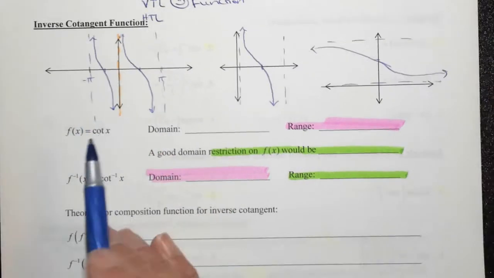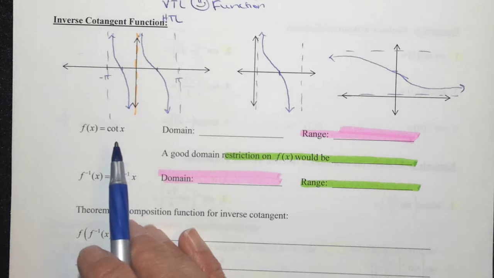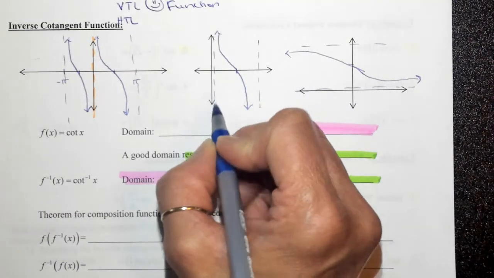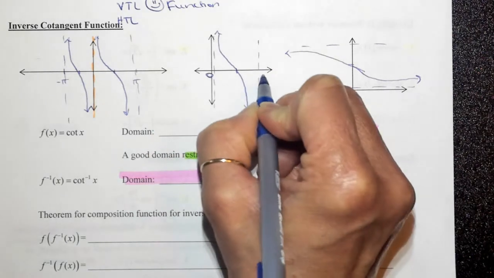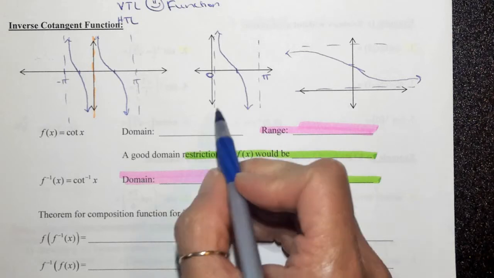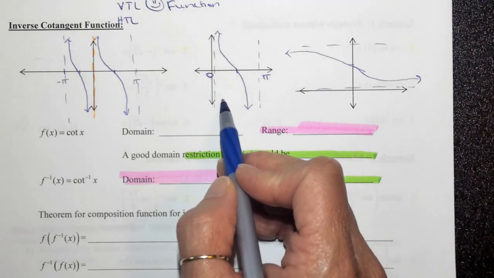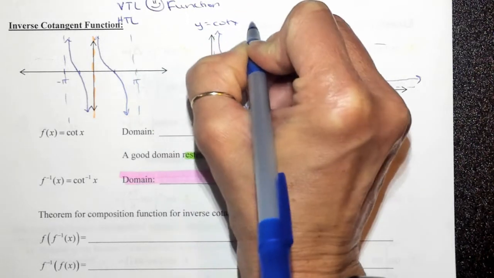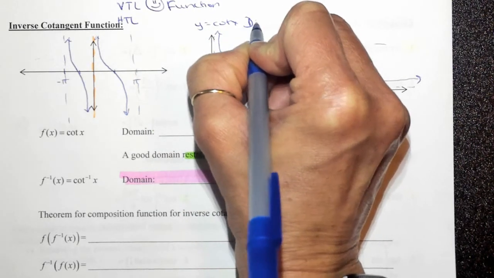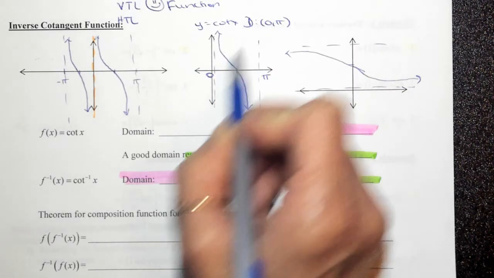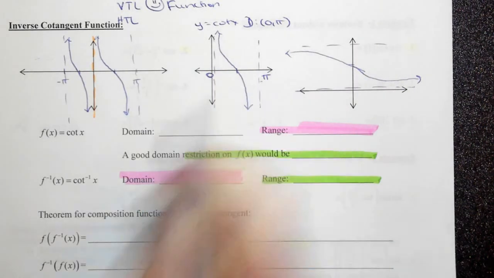So again, we need to limit our domain restriction, okay? So what we did was we limited from 0 to pi. So basically we just shifted, making our function now one-to-one. So when we limit our domain, this is y is equal to the cotangent of x, where we limit the domain from 0 to pi. And remember, these are not brackets because we have vertical asymptotes.